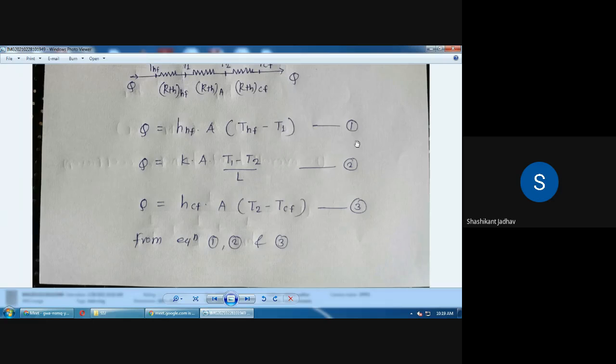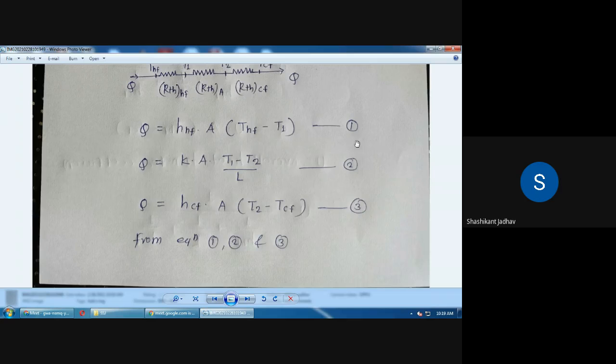Similarly, from equation 2, we write T1 minus T2 is equal to what? T1 minus T2 is equal to Q into L divided by K into A. And that is equation number 5. Similarly, from equation number 3, we write the equation for T2 minus T_CF. So T2 minus T_CF is equal to Q upon h_CF into area. And that is equation number 6.